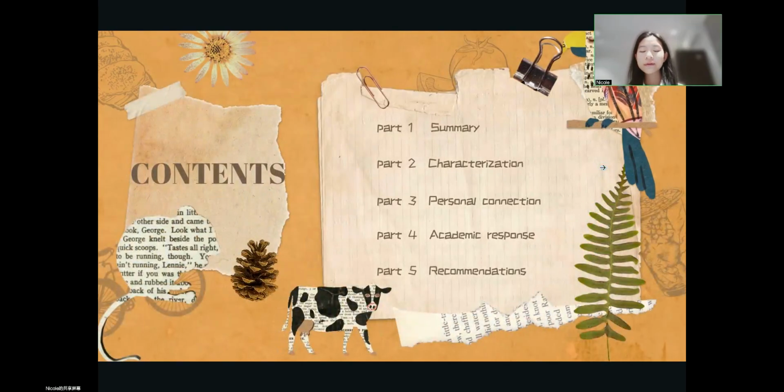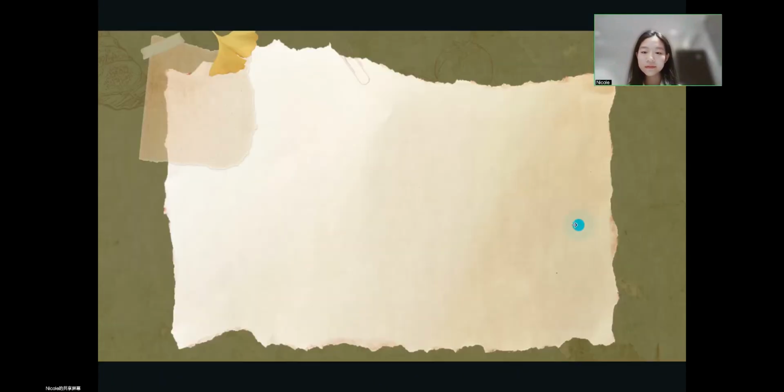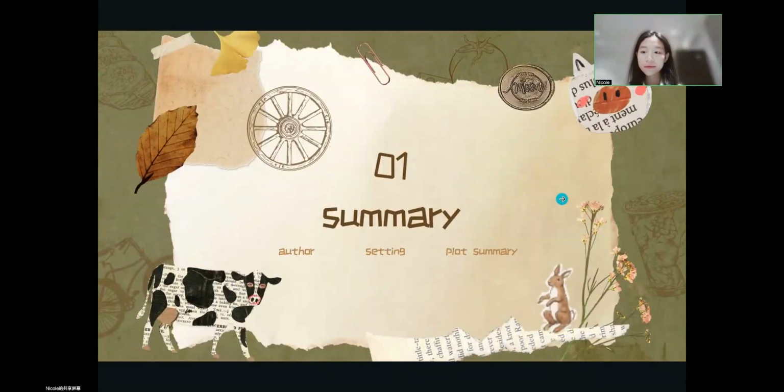My sharing will include 5 parts: the summary, the characterization, the personal connection, the academic response, and the recommendations. So let's start from the first part, summary. In this part, I will talk about the author, the setting, and the plot summary.